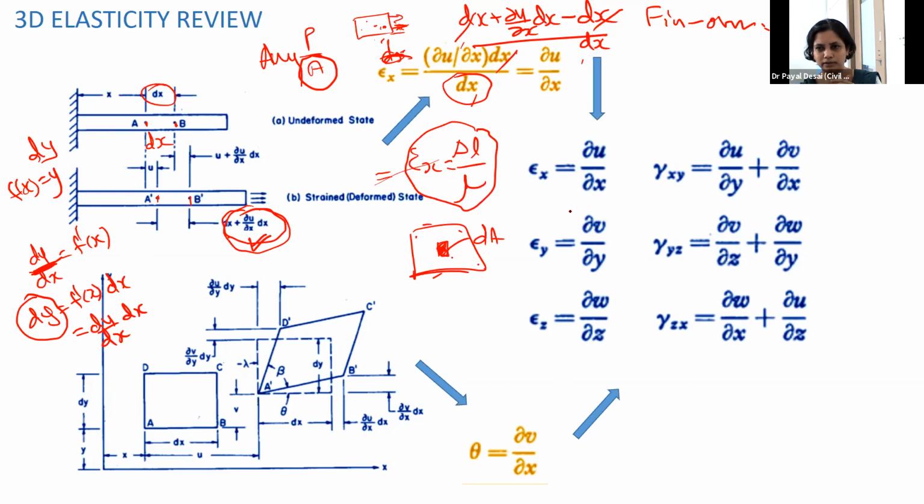So epsilon x is del u by del x. Similarly, in the other two dimensions, you get del v by del y, because the displacement in the y direction is v, and the displacement in the z direction is w.